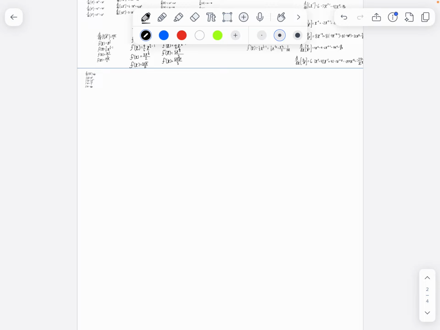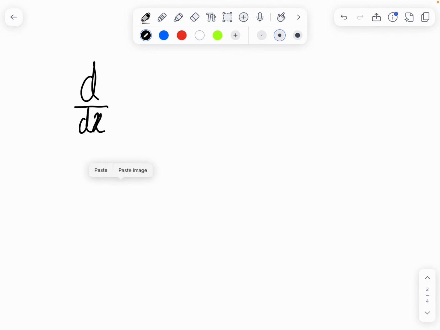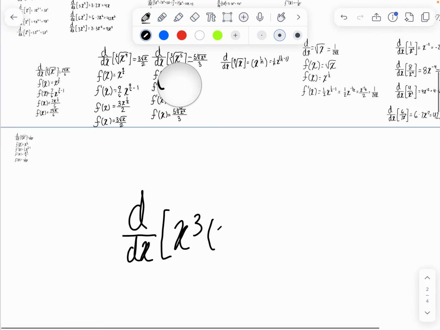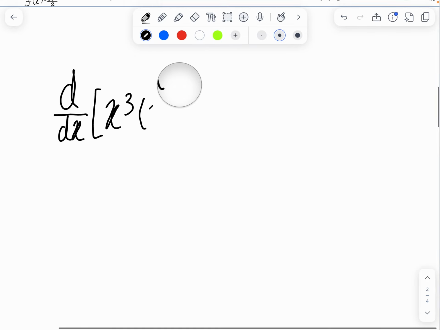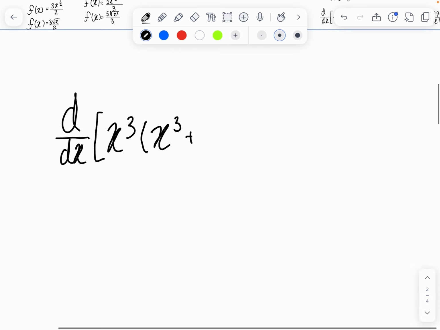So let's do some bonus ones. Actually, these aren't related, but let's just do one because I feel like it. x cubed, dude, what is this circle? Cube plus 7. Take a moment and try and find that derivative.